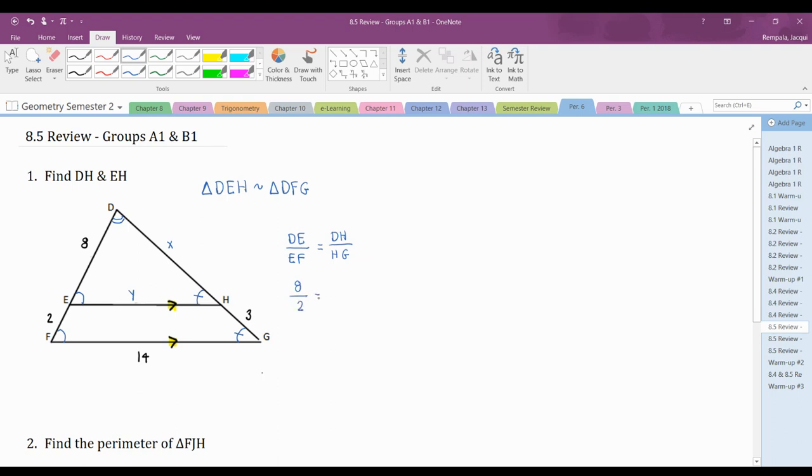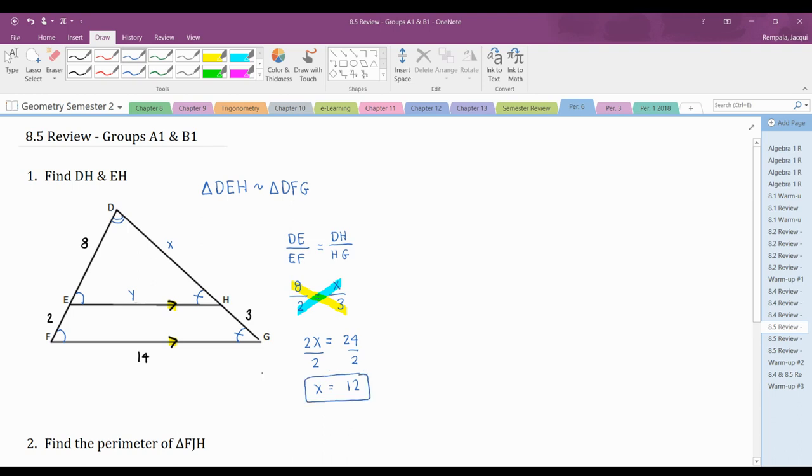So 8 over 2 is going to equal X over 3. So now I can go ahead and I can cross multiply, or technically I could simplify down the 8 and the 2. But either way, we should be solving for X, which is going to represent the side of DH. So 2 times X is going to equal 3 times 8, which is 24. And then I just have to divide both sides by 2. X, which once again remember is DH, is going to be a length of 12. So there is one of my two answers.